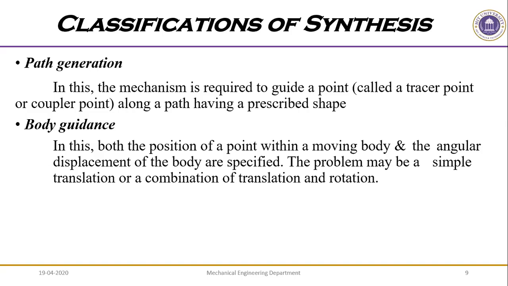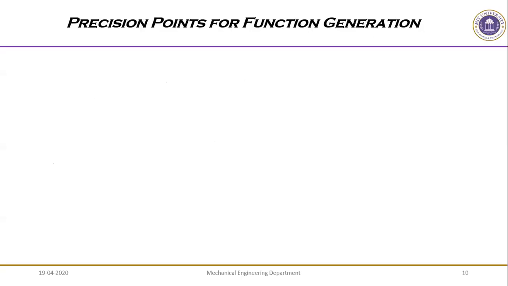Means at this time it is supposed to be a straight line. It goes towards this, it rotates about a point as well as translates. At that time, which path should be there, how many linkages are required, what will be the link length, that comes under body guidance. From that, first of all, we will think about the precision point I have explained right now.